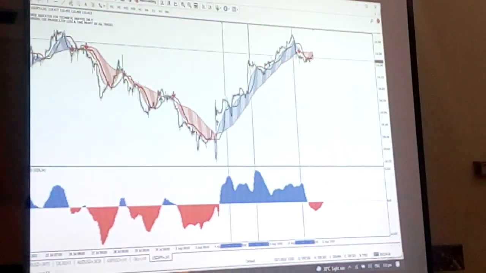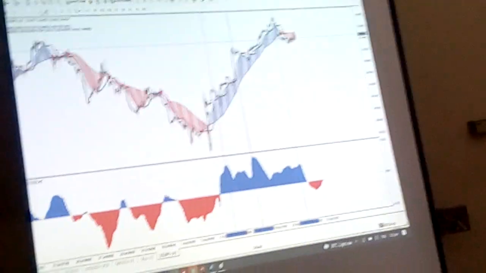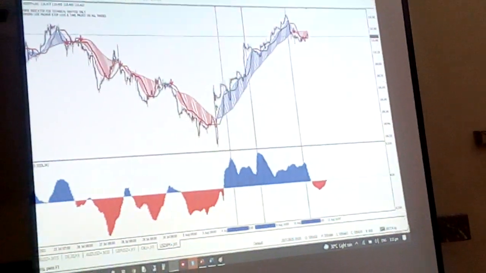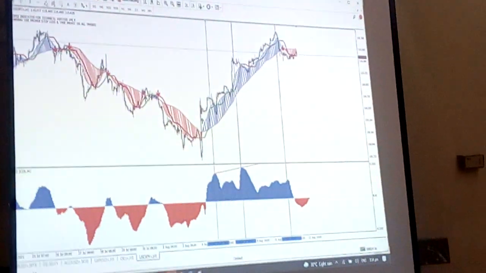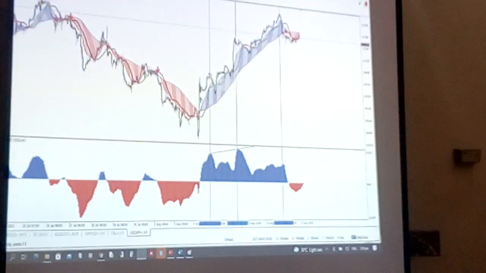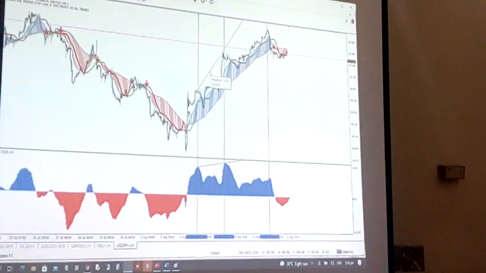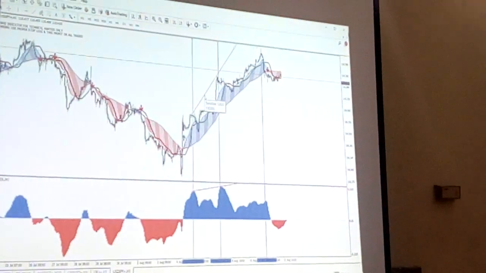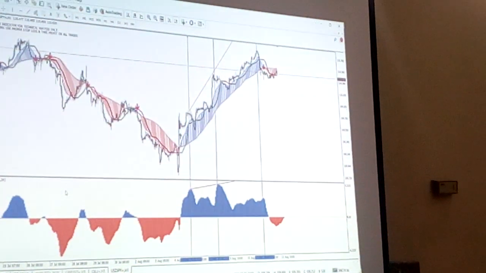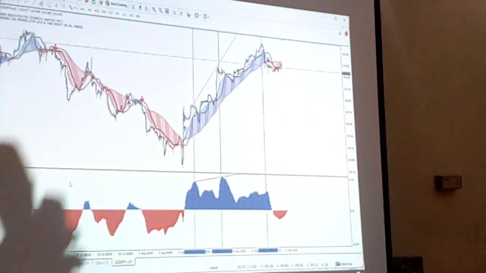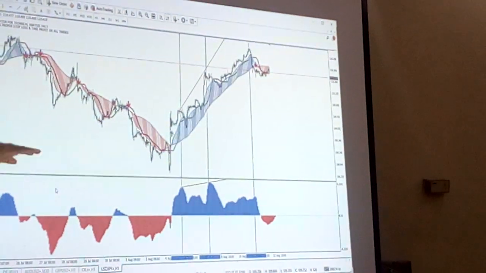Now, I have 3 lines on the chart. If I plot a straight line, like so, to connect this high and this high, and I plot another straight line to connect this high and this high, I have the same result. The trend line of both indicator and price is facing the same direction. This is the price axis, this is the indicator axis.